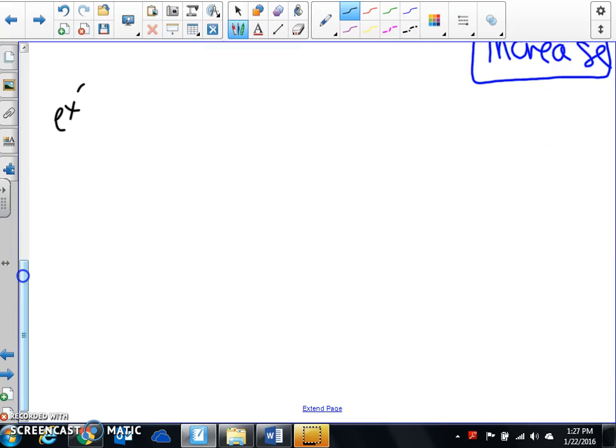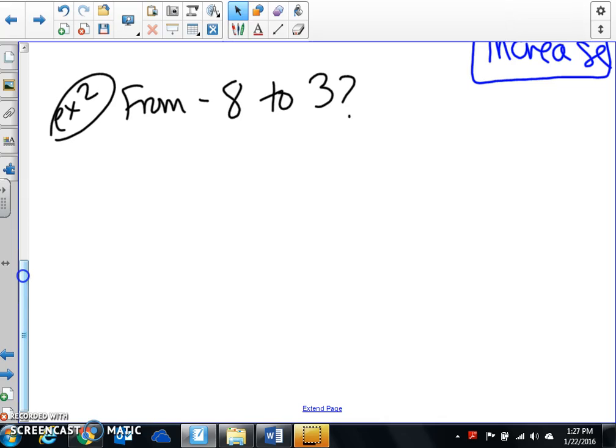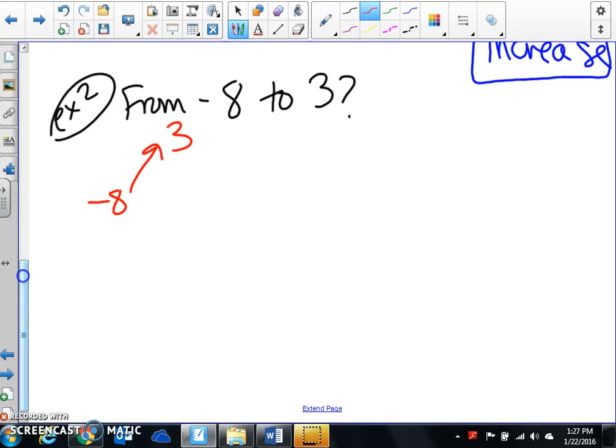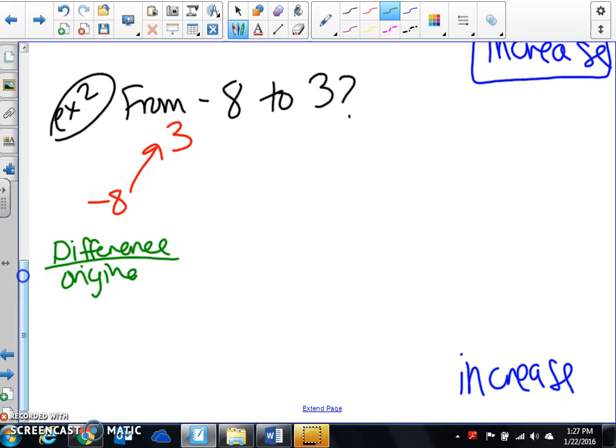Example number 2. From -8 to 3. All right, so -8, and then you have to go up to 3 because 3 is a greater number. So immediately I'm going to put increase because I know it's going to be an increase. So difference over original. The bigger number minus the smaller number. So 3 minus -8, all over the original number, which was -8.